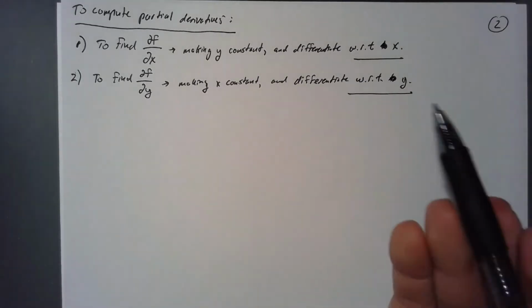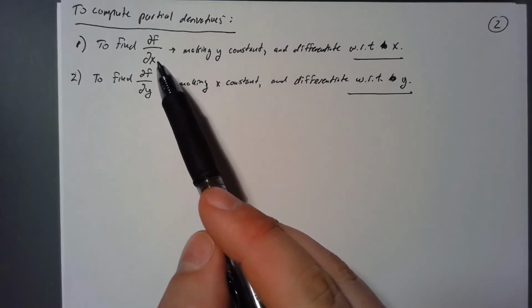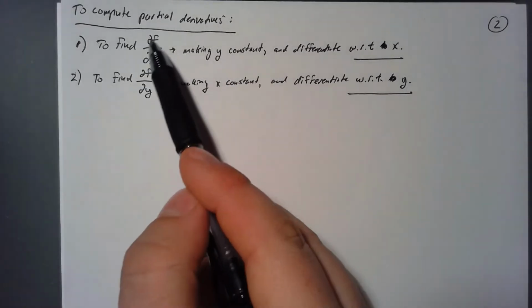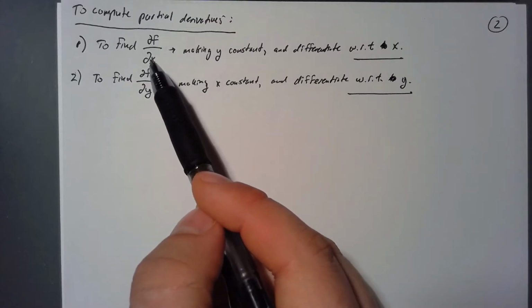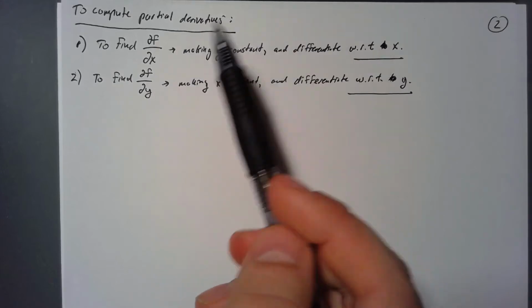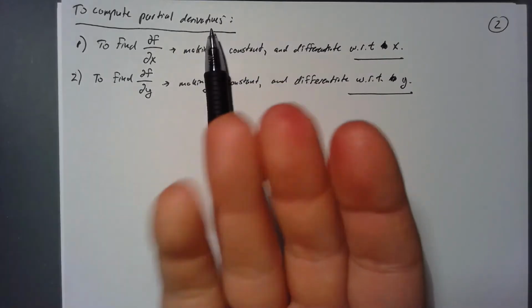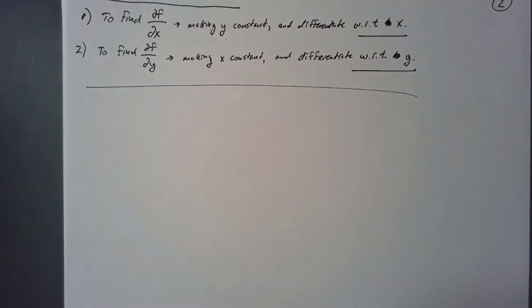So that's really the idea, right? Differentiate the function. Here, you're going to use the same rules of differentiation you learned in Calc 1, and you're just holding the other variable constant. So you're treating the other variable like a number, basically. That's all you're doing. That's really it.